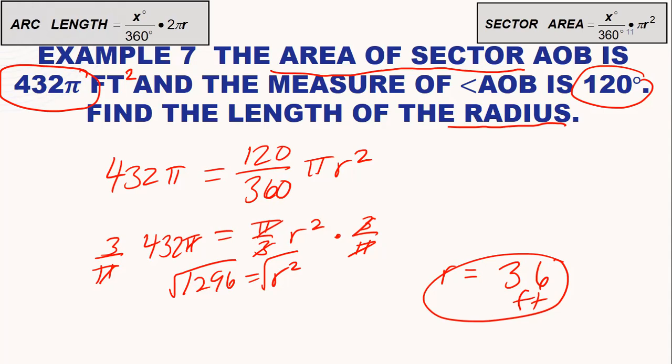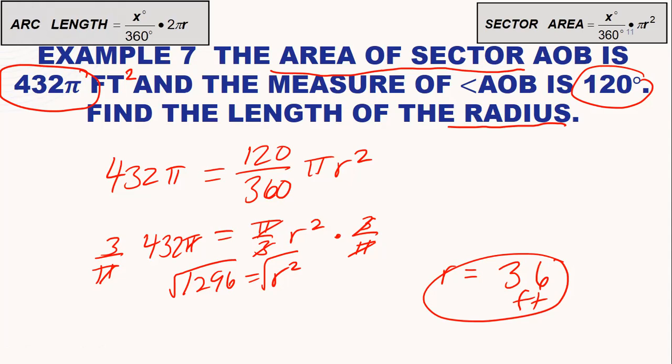And again, how do we cancel out a fraction? Multiply by the reciprocal. So we're going to multiply both sides by 3 over pi. The pi's are going to cancel out, and we're left with 3 times 432. 3 times 432 is 1296. And we're going to take the square root, and that leaves us with 36 feet, because the square root of 1296 is 36.